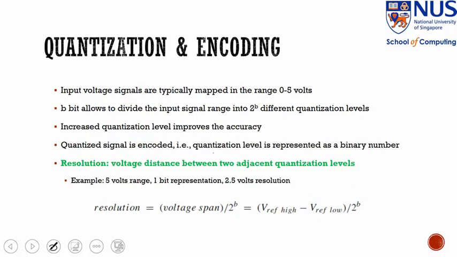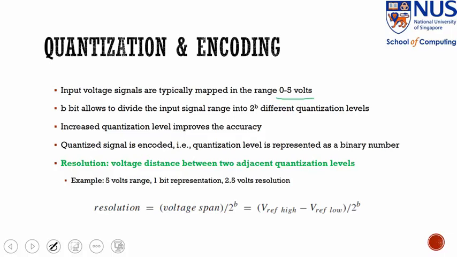Following sampling, we must also understand the concept of quantization and encoding. Previously, we talked about sampling based on the frequency. What is the frequency at which I must sample the signal? Now, what about the voltage range? The voltage range of the input signals must be mapped to the range of the ADC. In our case, it is 0 to 5 volts because our Arduino is powered by 5 volts as well as the ADC module within the Arduino.